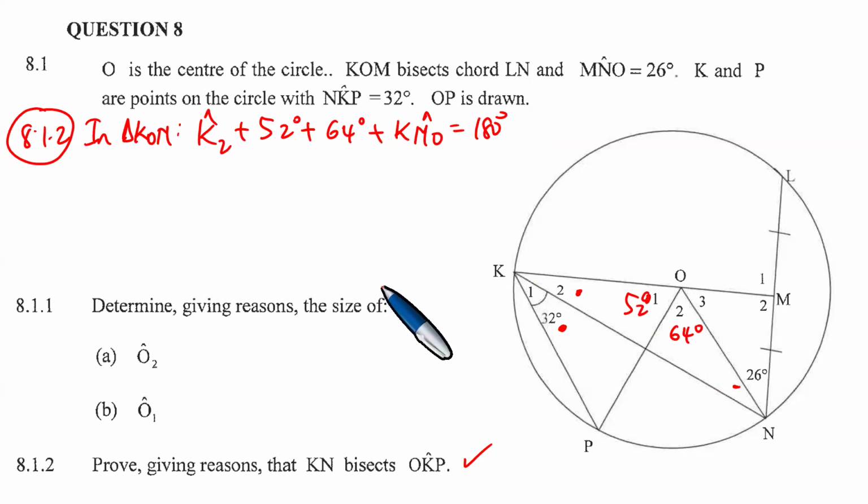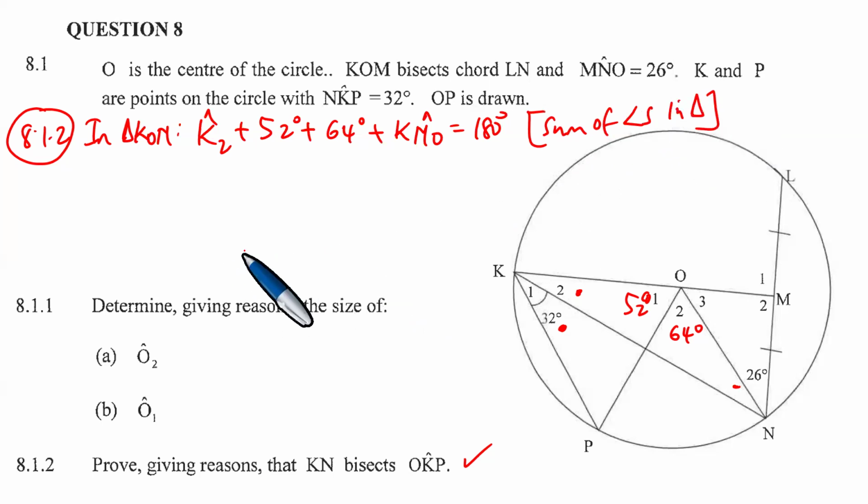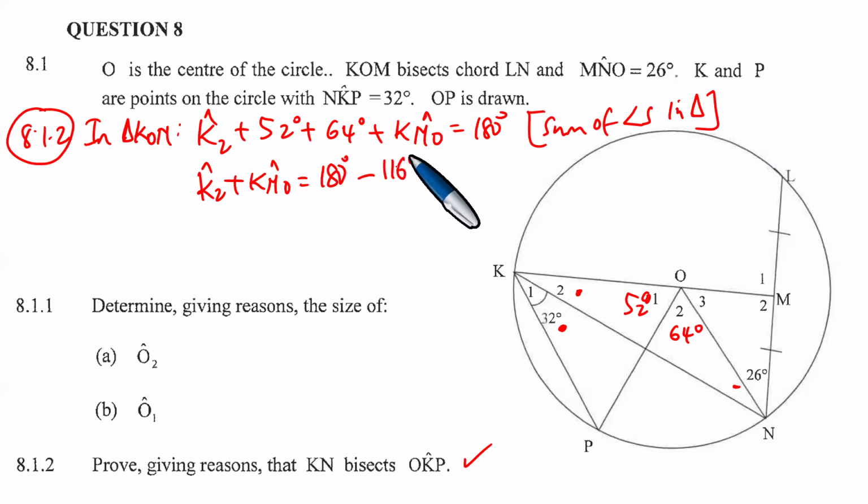Now, why is this the case? To give a justification for this, the reason you state is the sum of angles in a triangle. So the angle K2 plus KNO is then equal to 180 degrees minus these two. If you add 52 and 64, we get 116 degrees. We saw that one. This is K2 and this is KNO, so that this is actually exactly 64 degrees. We saw that earlier on.